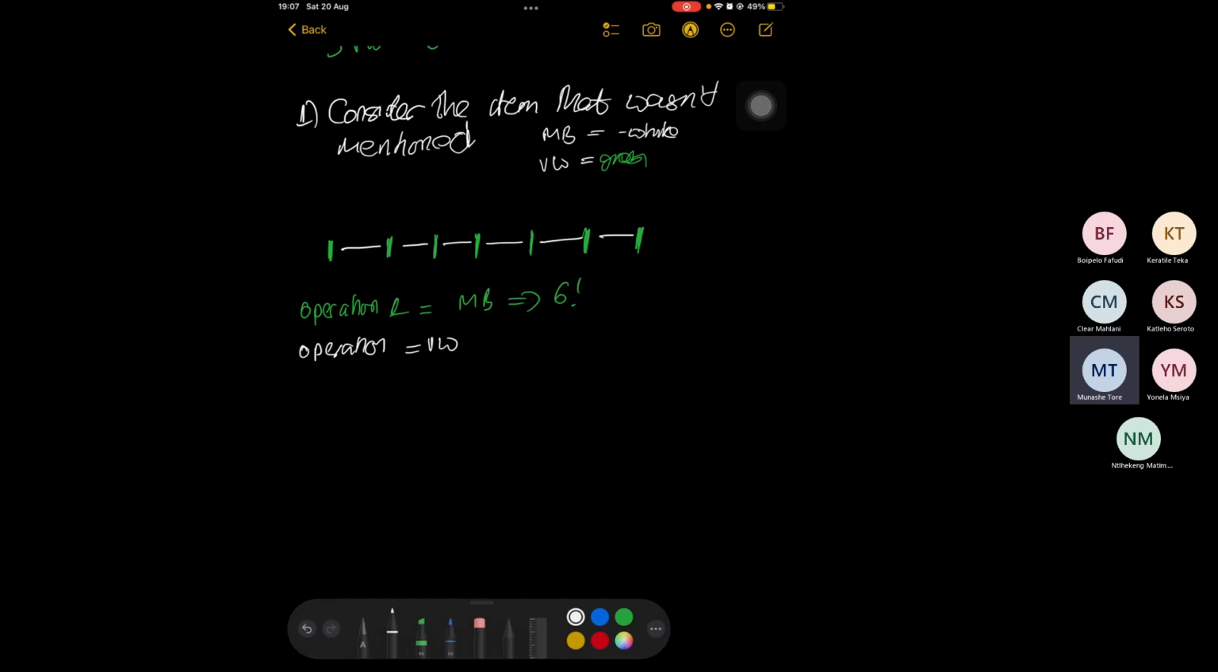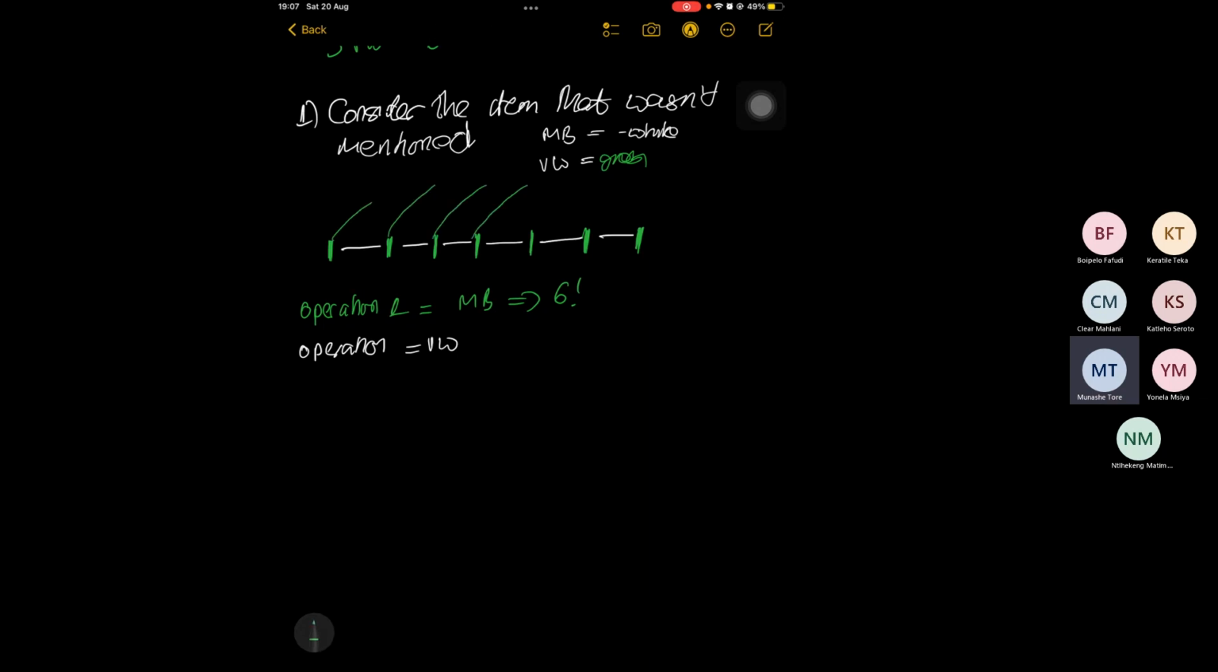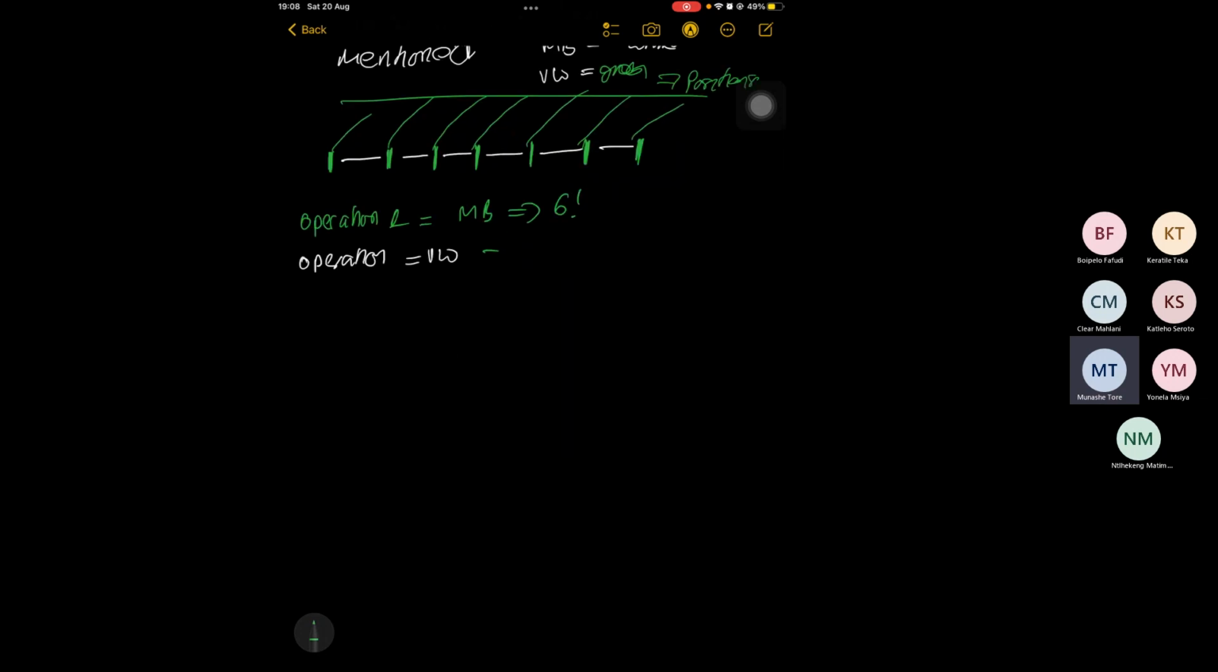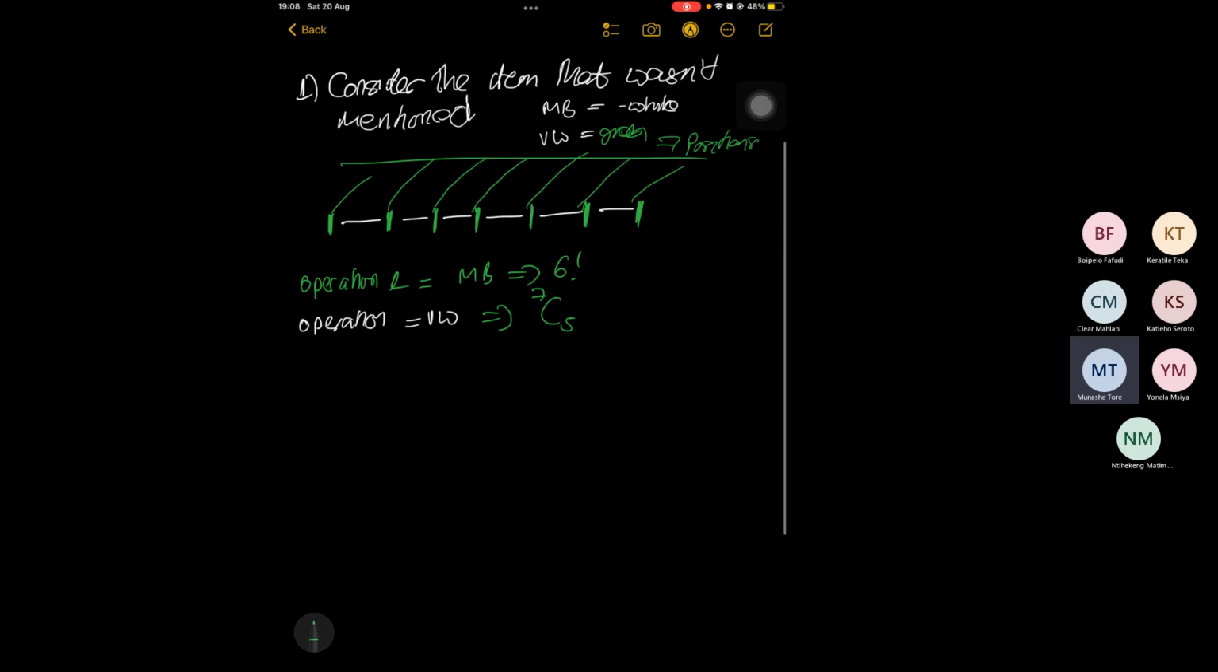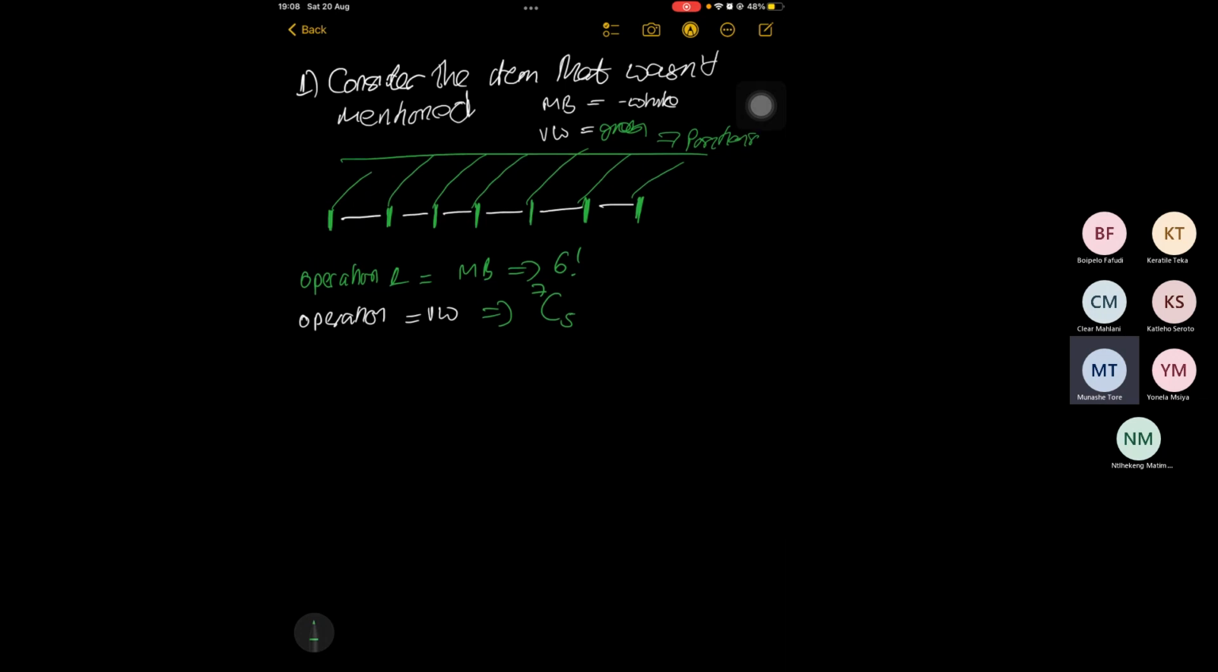So for the VWs now, we already said that the VWs are the ones indicated in green. So they can only occupy 1, 2, 3, 4, 5, 6, 7. So these are 7 positions that can be occupied by the VWs. So the VWs can occupy 7 positions. But how many do we have? We have 5 VW cars. So it's going to be 7 choose 5.